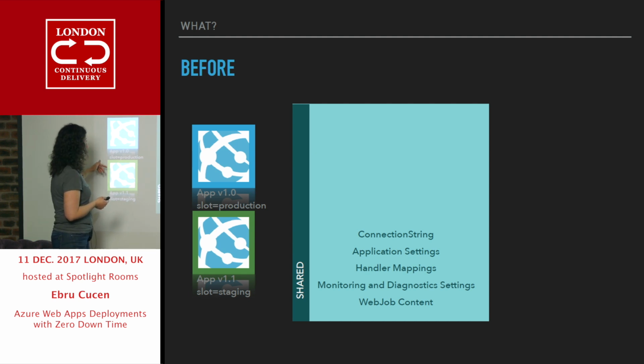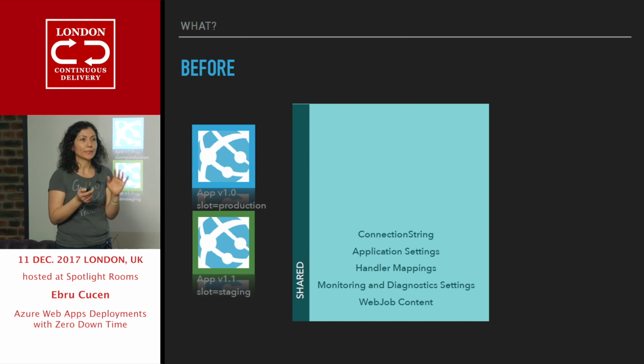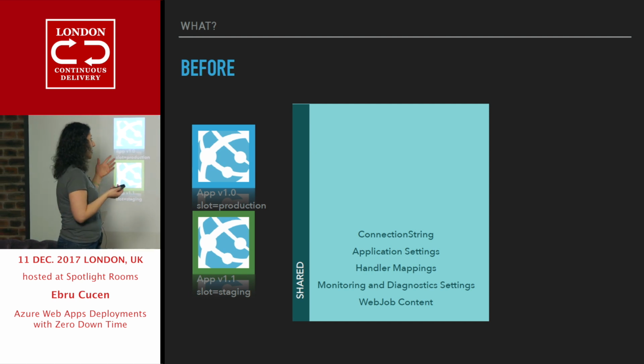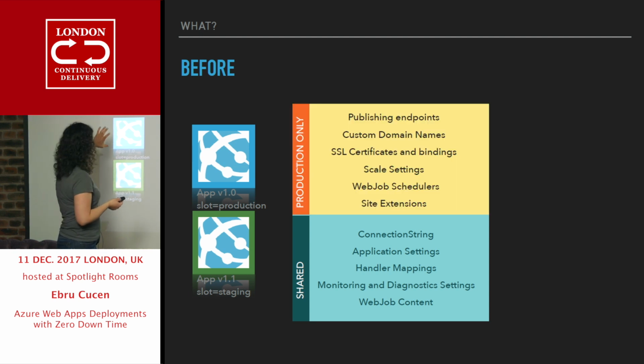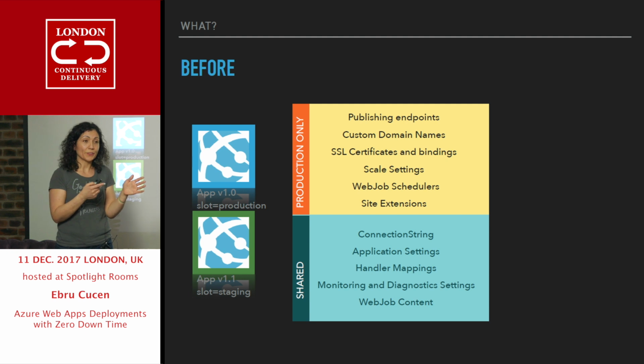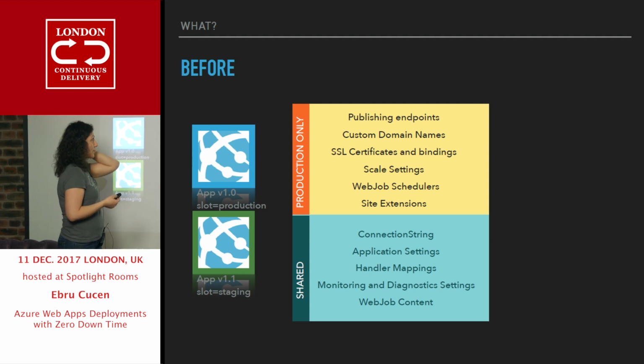What do they share in terms of configuration? They share the connection strings and application settings, handler mappings, monitoring and diagnostic settings, and also web job content. The connection strings and application settings can be slot specific, so they don't have to be shared, but by default, whatever you define, it does share. What is production only is your publishing endpoints, which means you can't go to your live traffic, which is good. Custom domain names, SSL certificates, and bindings are not shared.